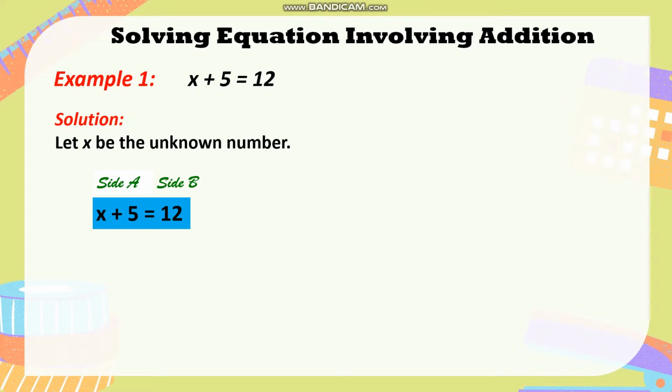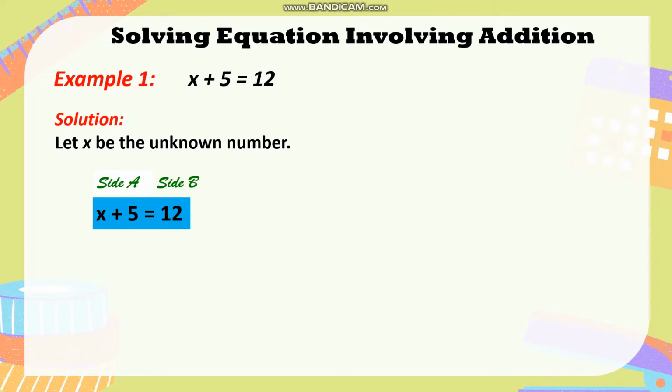How to solve the equation? First, identify the variable. Ang variable or letter sa given equation ay x. Second, know what is attached to the variable. Sa given, plus 5 ang naka-attach sa x. Tinatawag din itong constant. Third, undo the operation on both sides.